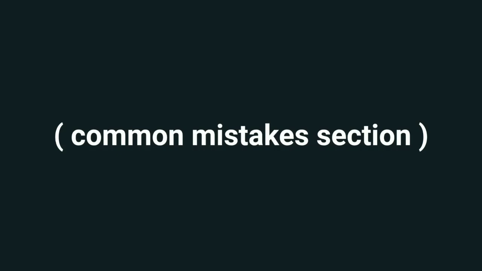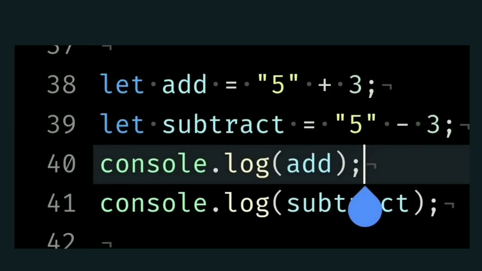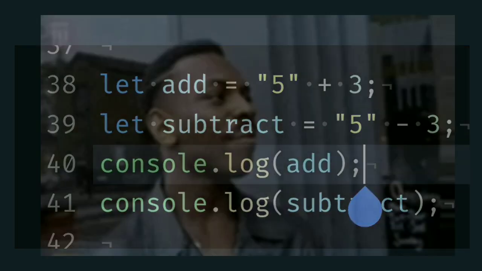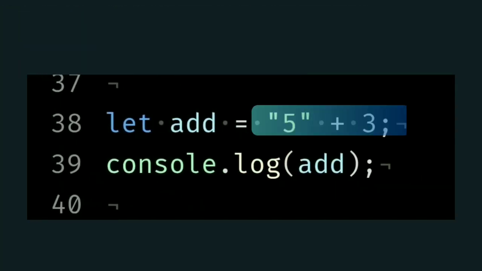Here's where you can get confused. I mean really confused. Your mind must have been blown, just like mine when I saw this the first time. But let me tell you what is happening under the hood. When you see the first console.log, you simply think it'll log 8, right? But instead it logs 53. Why? Is JavaScript dumb?